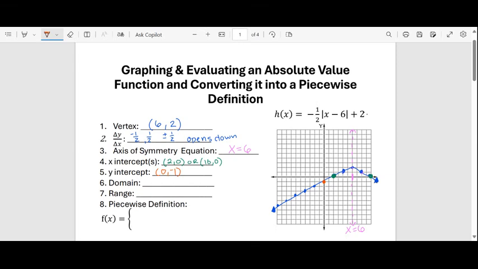Let's talk about the domain. So the domain can feel a little bit daunting or confusing. The domain is just the farthest left a graph can go and the farthest to the right a graph can go. So if we look at these arrows right here, they're really important. We have 2 arrows. Those arrows mean that these graphs go on infinitely in either direction.